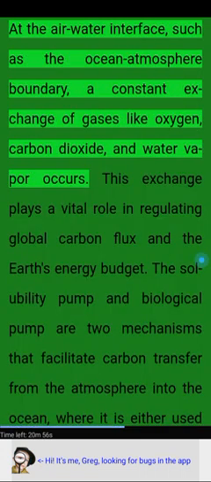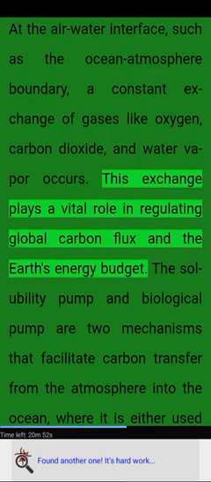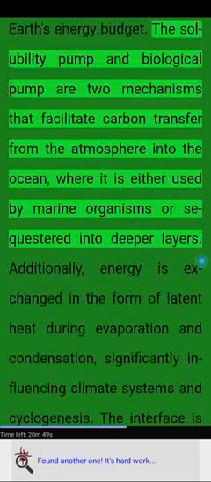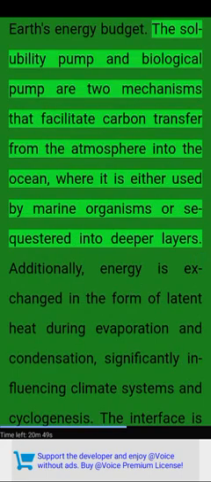sustainability science. At the air-water interface, such as the ocean-atmosphere boundary, a constant exchange of gases like oxygen, carbon dioxide, and water vapor occurs. This exchange plays a vital role in regulating global carbon flux and the Earth's energy budget. The solubility pump and biological pump are two mechanisms that facilitate carbon transfer from the atmosphere into the ocean, where it is either used by marine organisms or sequestered into deeper layers.